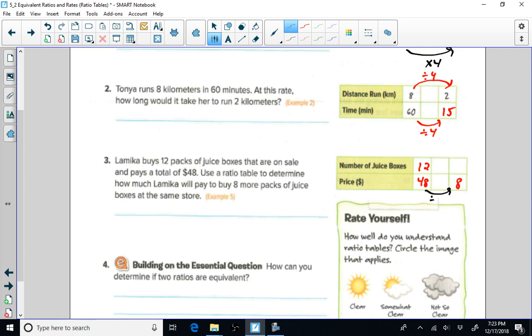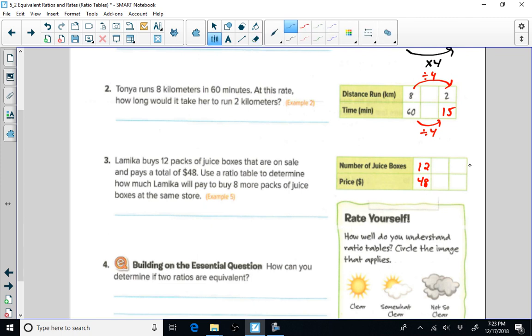If I know my times tables, I'm dividing by 6. So to make an equivalent ratio, I'm going to divide by 6 here. That's going to give me 2. So I would be able to get 2 juice boxes. It says, how much will Lamika pay to buy 8 more packs? Oh, that's my bad. That's my mistake. So let me erase that and start that over again.